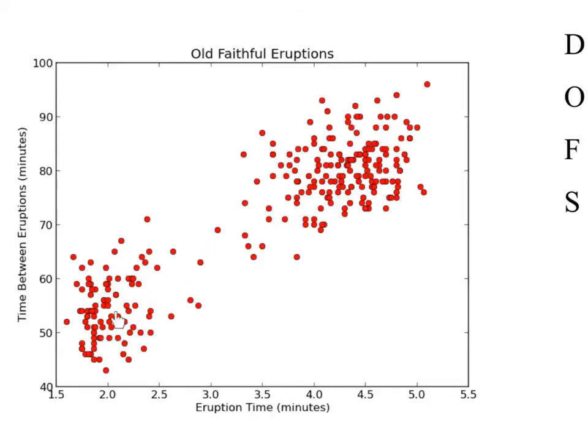I don't really see any outliers. I don't see any points that are too far away from that trend. Form, I think pretty linear. And strength, I think if you put a line through this, it would be pretty strong.